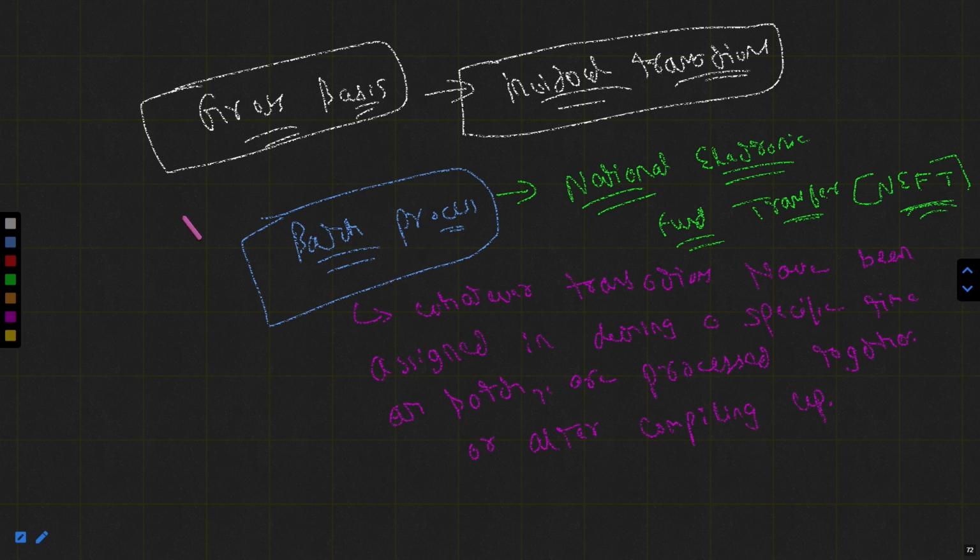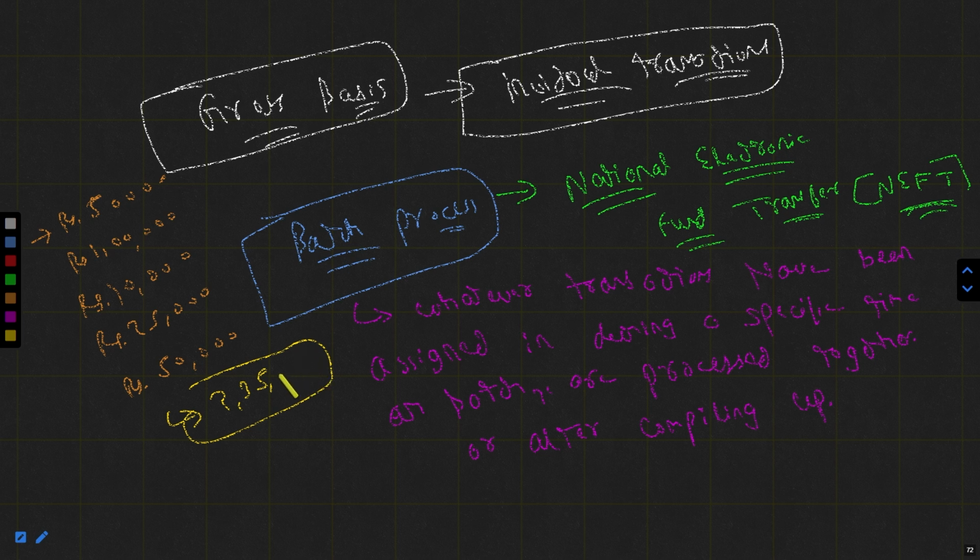Got it? All right. Now, suppose there are a total of 5 transactions: rupees 50,000, rupees 1 lakh, rupees 10,000, rupees 25,000, rupees 50,000. If we go by this, basically how much amount is it? 2 lakh 35,000. This is the total amount which is to be processed. So if this amount has been submitted between 12 p.m. to 1 p.m., what does it signify? It signifies that the entire amount, instead of being transferred individually, will be compiled up and then processed quickly.